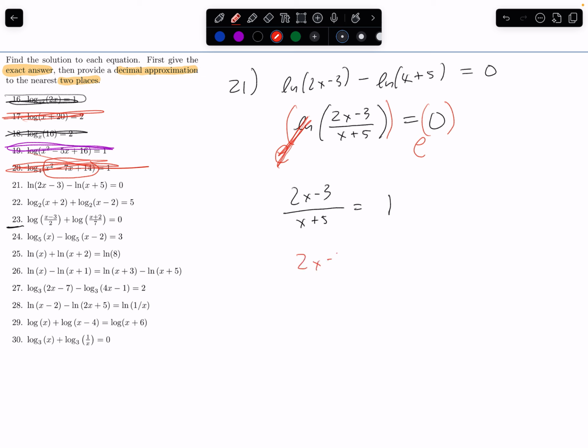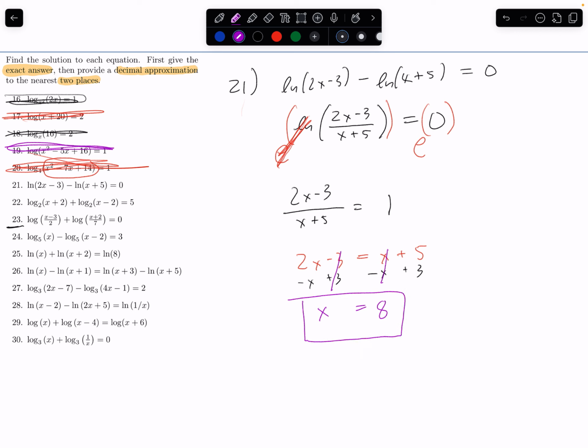Okay, how do I solve that? Multiply both sides by x plus 5. I get 2x minus 3 is equal to x plus 5. And then subtract x on both sides. Let's write it this time. I never do this, but I'm going to do it this time for some reason. The 2x minus x is x. These guys cancel. Those guys cancel. 5 plus 3 is 8. So x is equal to 8.